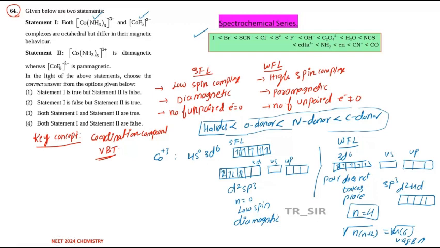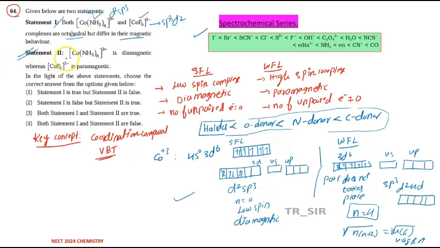Now it is clearly confirmed that statement one is completely fine. One is sp3d2 hybridization, with outer d orbitals used, and the other is d2sp3. But both are octahedral and differ in their magnetic behavior. This one becomes diamagnetic, this one becomes paramagnetic. Statement one is absolutely right.